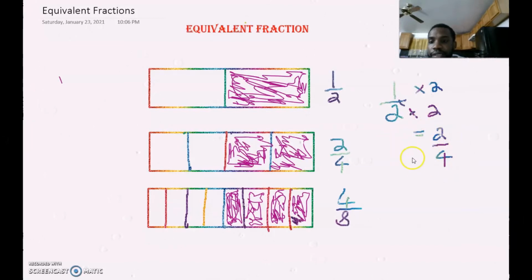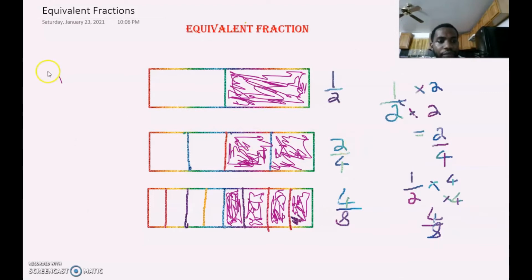However, if I were to take the same fraction, which is a half, and I were to multiply the numerator by 4 and my denominator by 4, I would end up with 4 over 8, which is 4 eighths. So, to get equivalent fractions, we can simply multiply the numerator and the denominator of one fraction by the same value. Alright, let's look at it from a different angle.